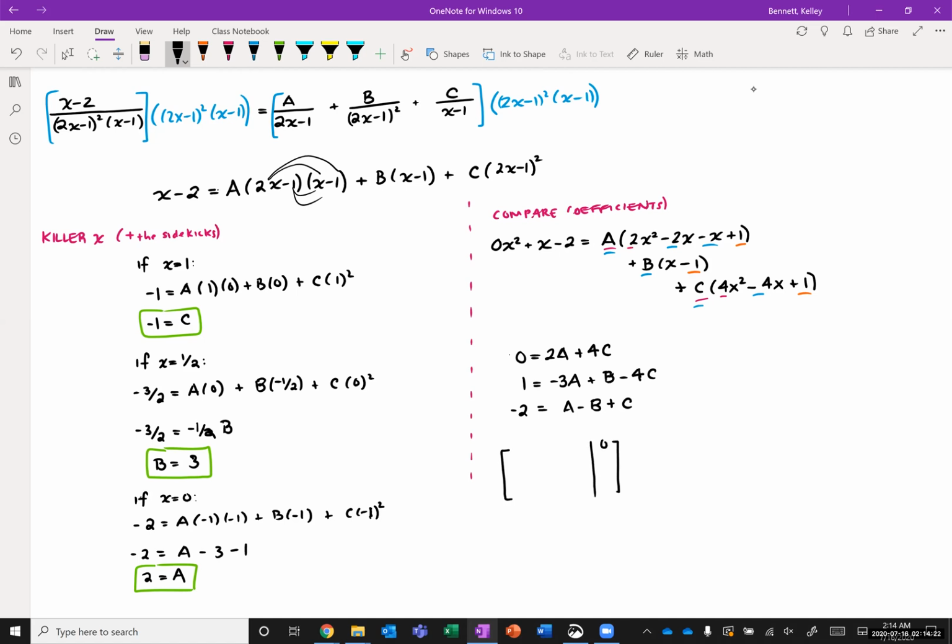And so if I throw that into an augmented matrix, I'm going to have 0, negative 2, 2, 0, 4, minus 3, 4, 1, 1. Okay. So let me throw that into my favorite electronic item in the house, which is my TI-83 Plus. This is a 3x4 matrix.